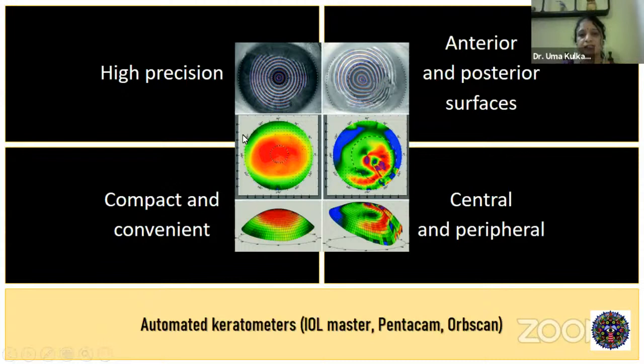And that's how we identify different conditions, from very early keratoconus to regular astigmatism, oblique astigmatism, and so on. All these problems with the corneal curvatures can be identified on this. They are all compact, very convenient, and take very little time to get the readings. And they measure both anterior as well as posterior surfaces.